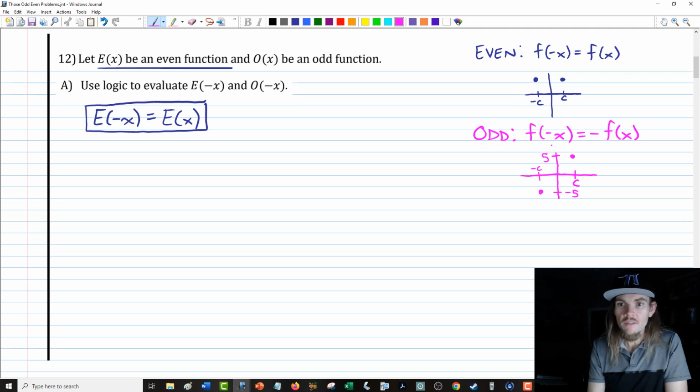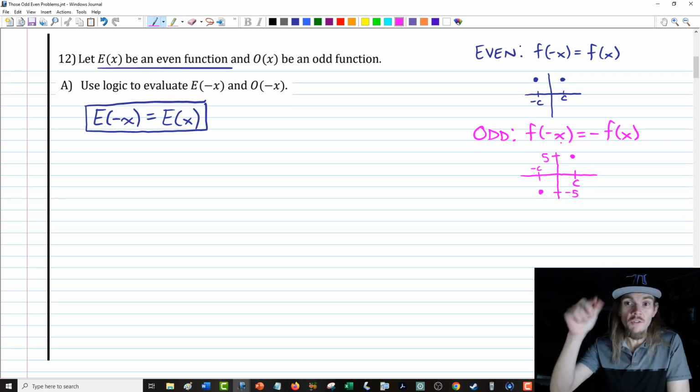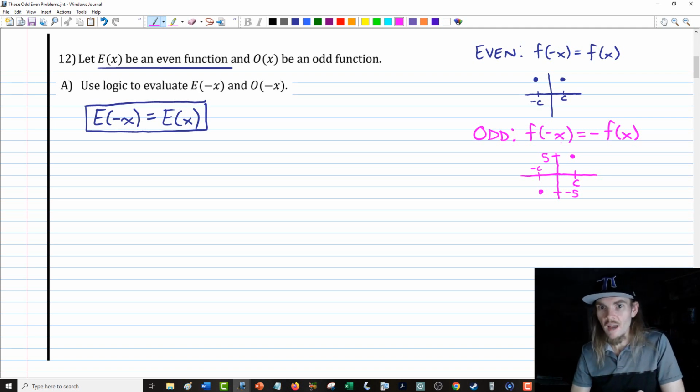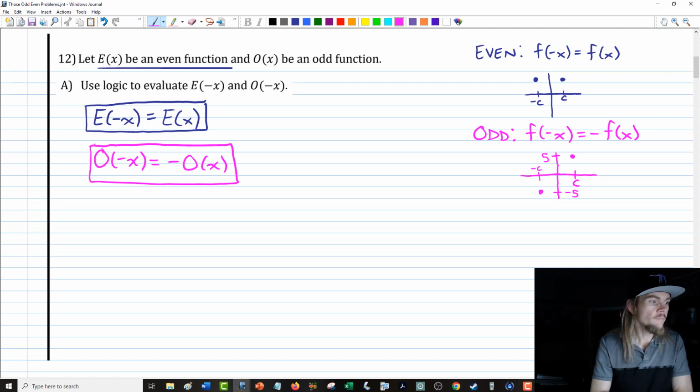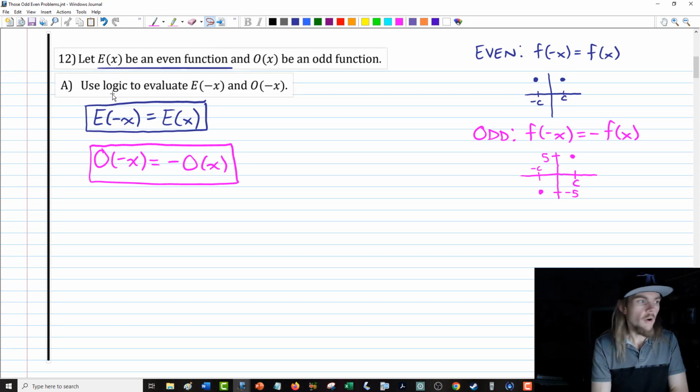That's because when we switch the sides here, when we switch from x to negative x, we have to also flip. So it's a reflect and flip. That's exactly what we're seeing happen here. So based on that definition, O of negative x for an odd function O says the negative comes out in front. We multiply the original O of x by negative 1. So there we go. There are our two pieces for part A.